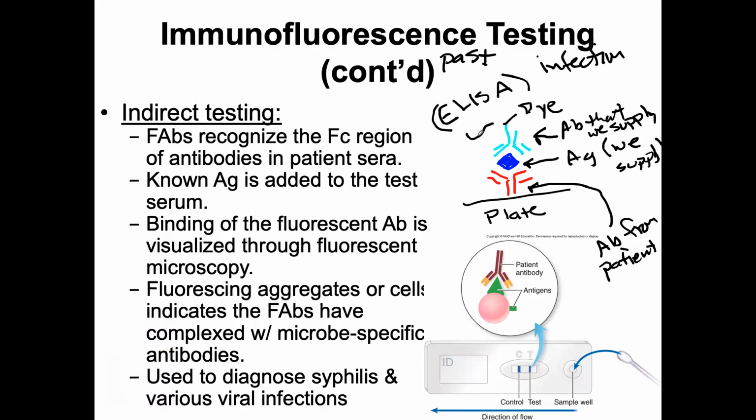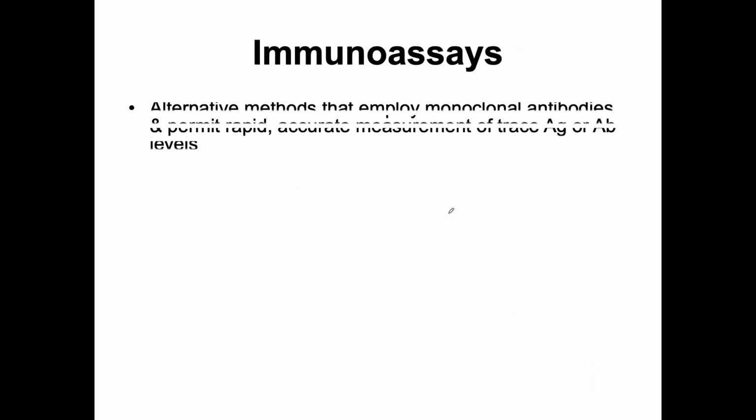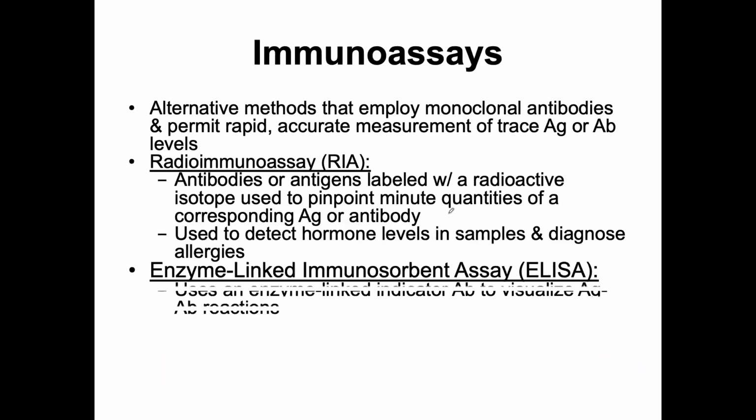ELISA uses this same principle, okay? Except the wells are tinier, right? And we use a machine to scan the wells to look for the color change that we pick up when the dye is attached to something that's attached to the antigen, the patient's antibody. Okay, so that's the idea.